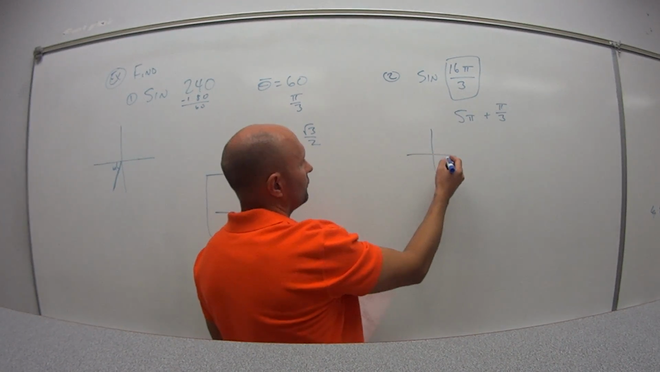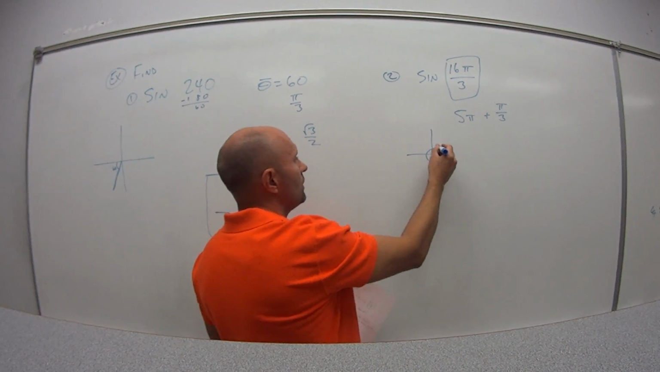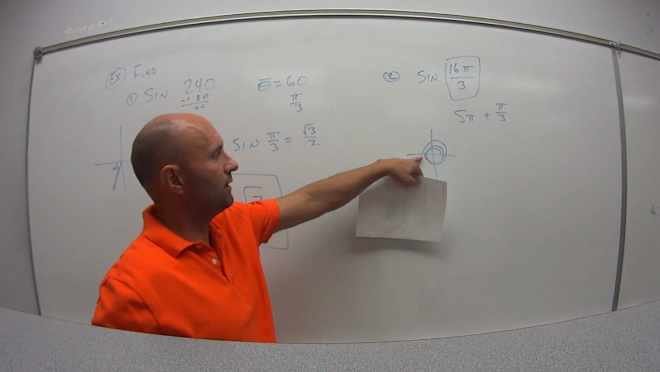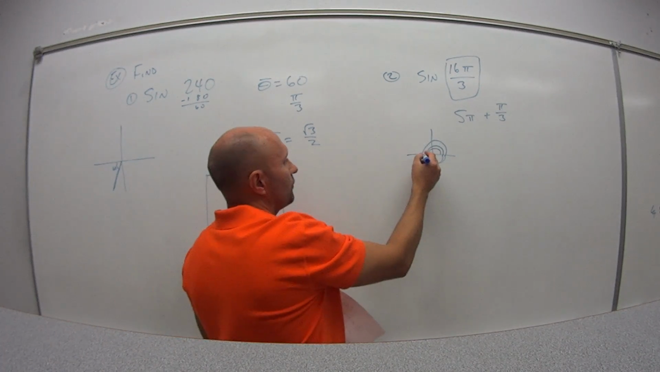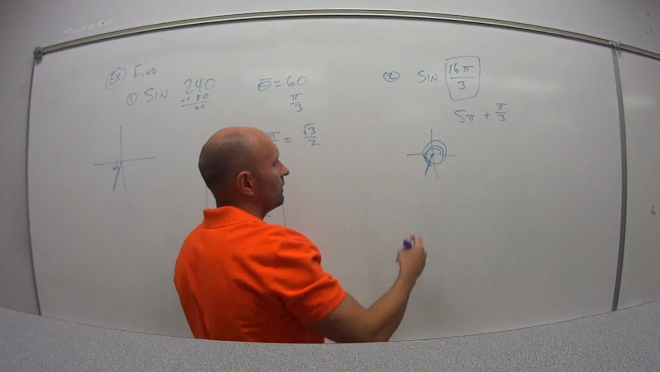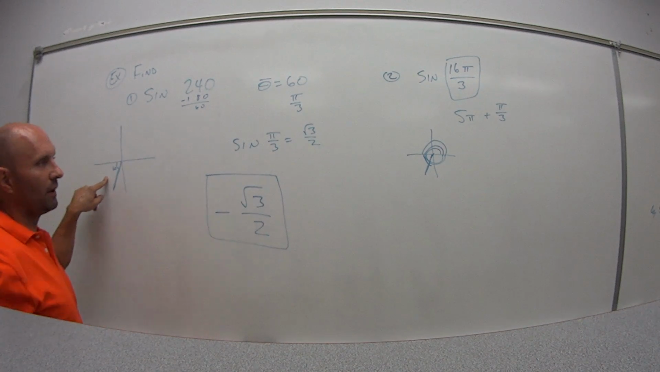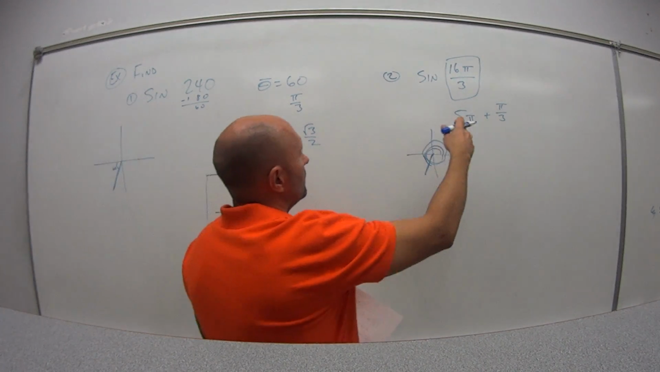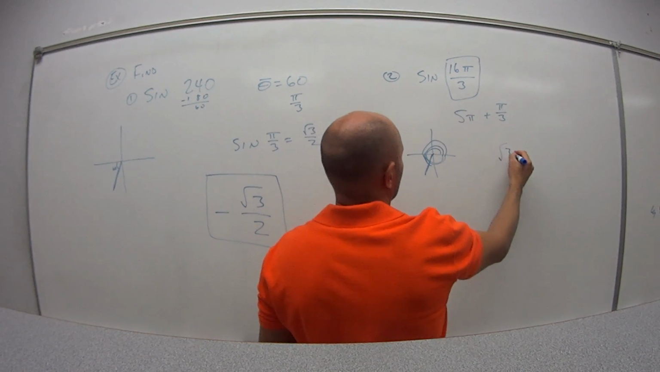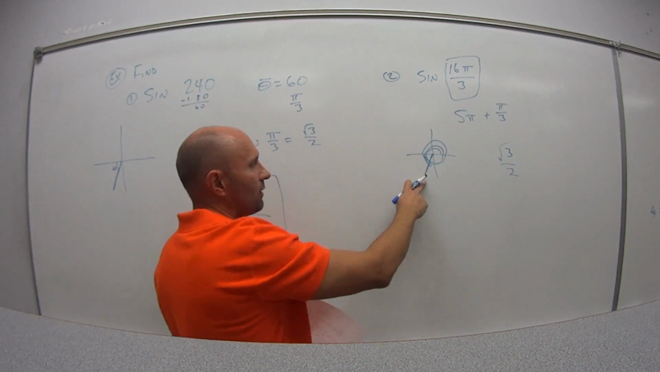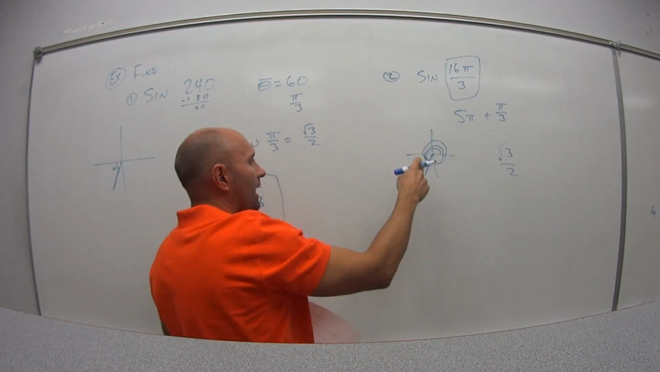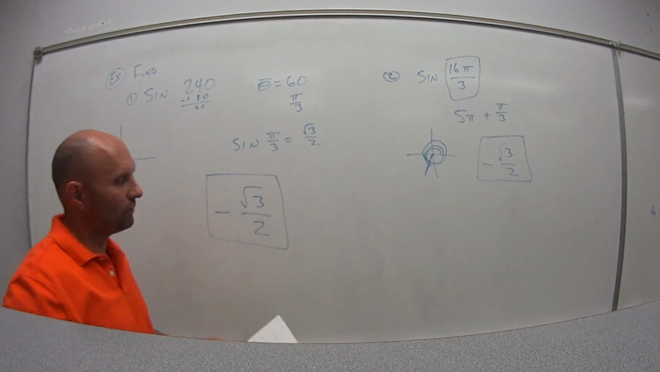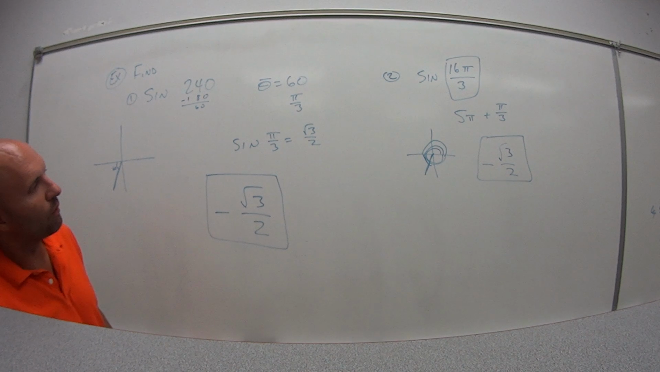So 5 pi puts us where? Well, it's 1, 2, 3, 4, 5. So 5 pi puts us over here, and then plus pi over 3 puts us down here, which happens to be the same as this 60 degrees, this pi over 3. So we have pi over 3, that's square root of 3 over 2. Because we end up in quadrant 3, sine in quadrant 3 is negative. So this also has a value of negative square root of 3 over 2.